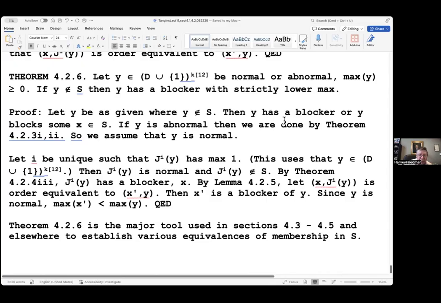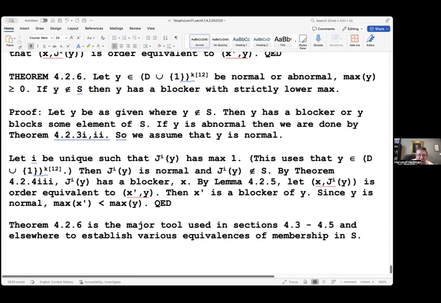Y has a blocker or y blocks some X in S. Okay, fine. y blocks some element of S. I'm not going to really use that letter, element of S. If y is abnormal, then we're done because abnormals don't block, so they have to have a blocker. So we assume that y is normal.